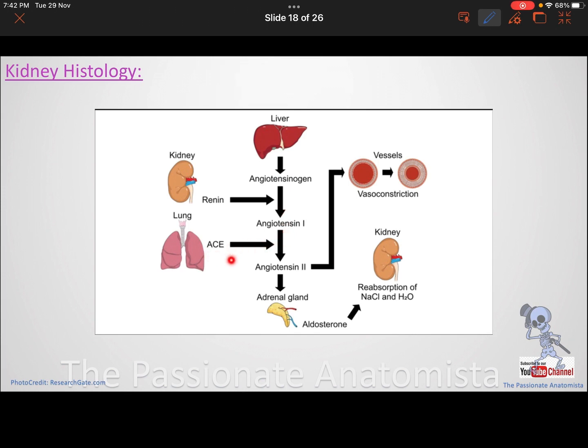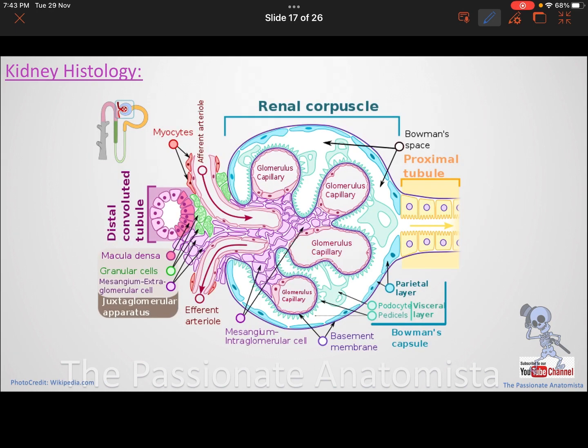And by the enzyme ACE, angiotensin converting enzyme, in the lungs and heart, you will convert 1 into 2. And once you convert it into 2, it will activate your adrenal gland to secrete aldosterone, and aldosterone will go to the renal tubules to reabsorb sodium and bring it back. And once you bring the sodium back to the blood, you will increase the blood pressure. All right. So this is just a quick revision about the RAS system.